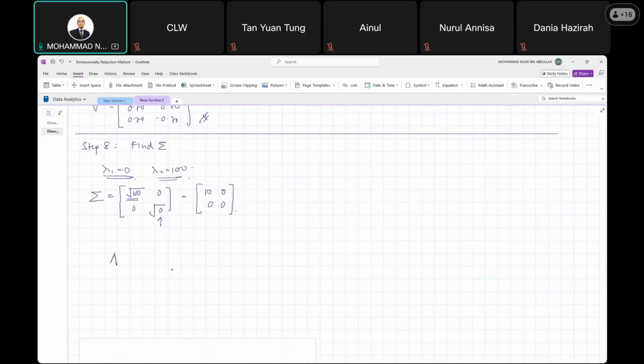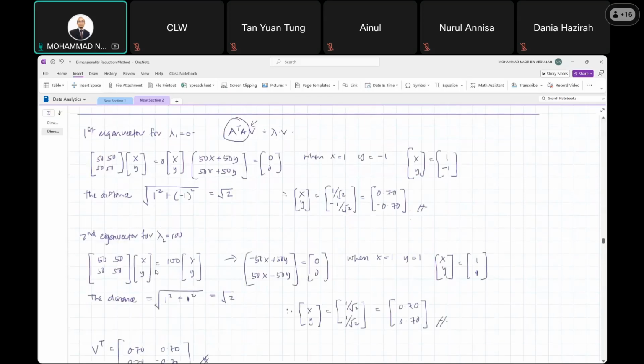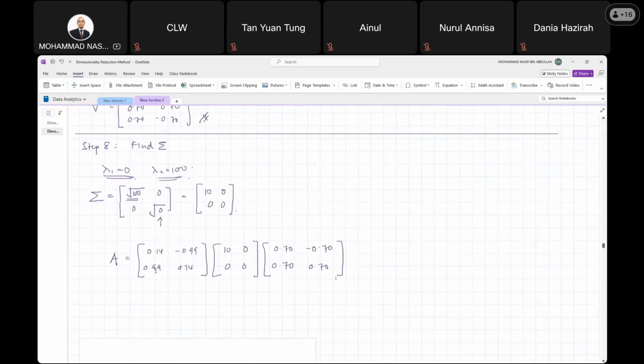So then we can put it into the formula. U will be 0.14, negative 0.99, 0.99, and 0.14. This is matrix U, and the diagonal matrix is 10, 0, 0, 0. And the last matrix, V transpose, is 0.70, negative 0.70, and 0.70, 0.70. No, this one needs to be negative down here.